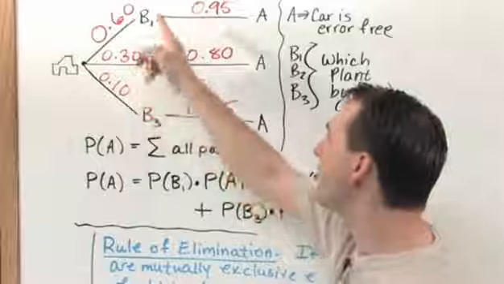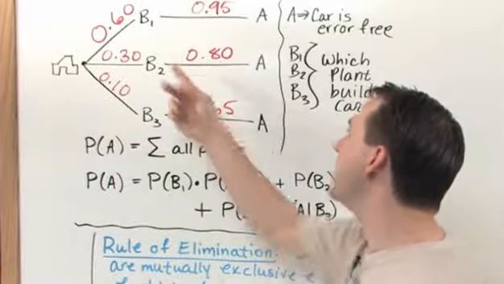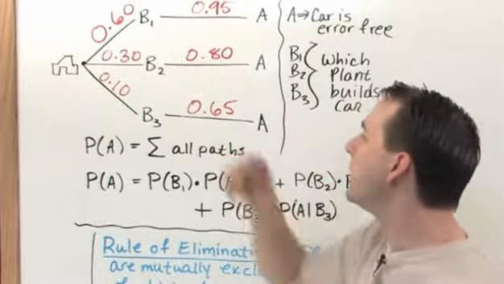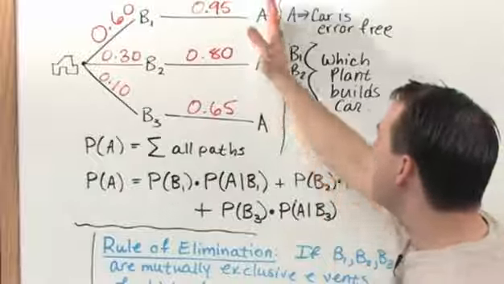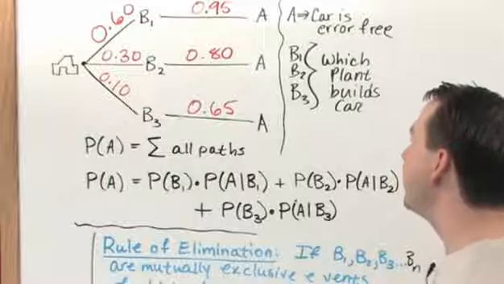I mean, I could pick whatever plant I wanted. I could say, what's the probability it was built by number 1? What was the probability it was built by number 2? What was the probability it was built by number 3? Given that the event A actually happened, which means I had a defect-free car.